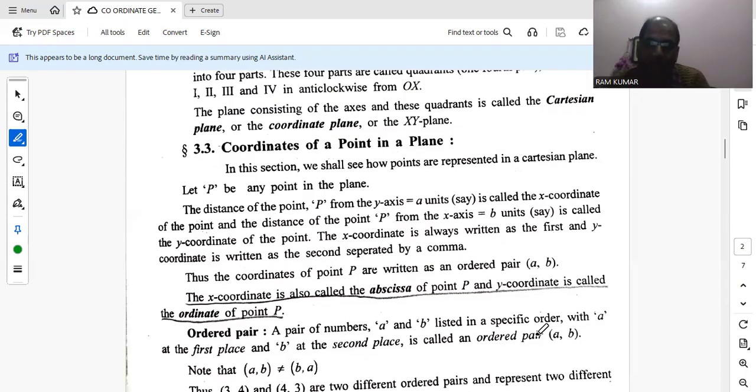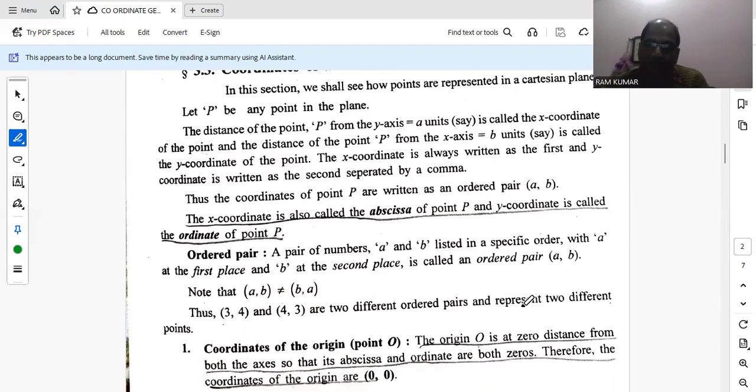Now, what is meant by an ordered pair? A pair of numbers, for example A and B, listed in a specific order with A at the first place and B at the second place is called an ordered pair. While writing the coordinates of a point, we have to write them in round brackets with a comma. This is the way to show the coordinates of a point.